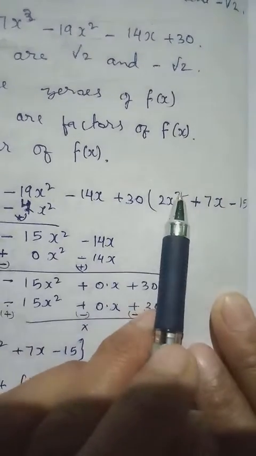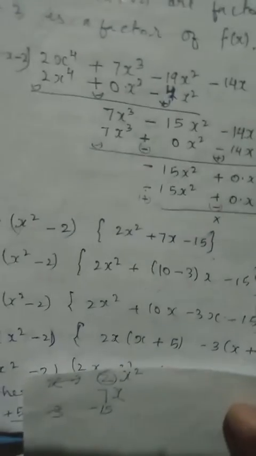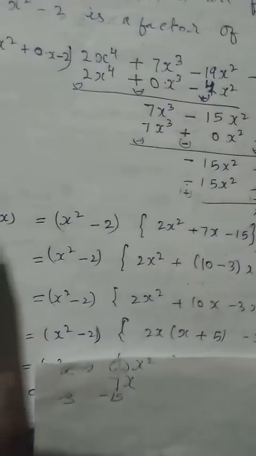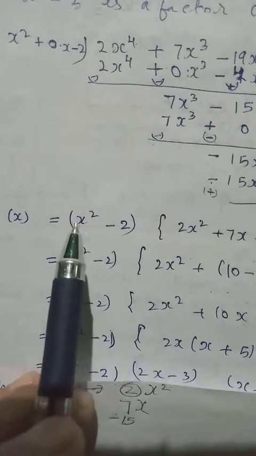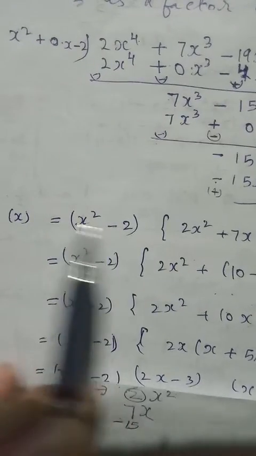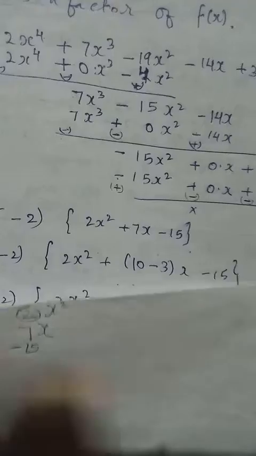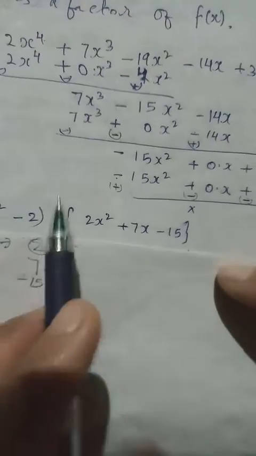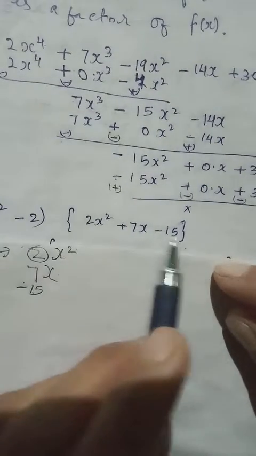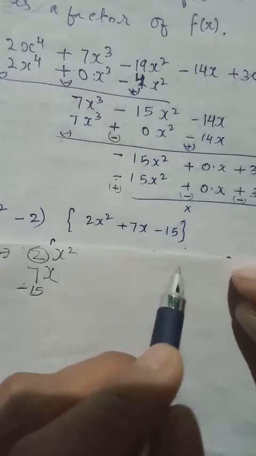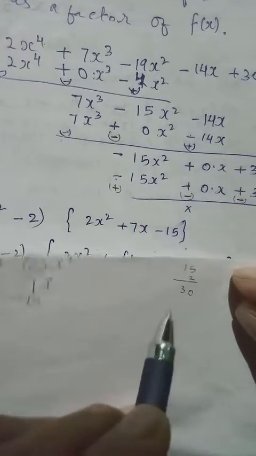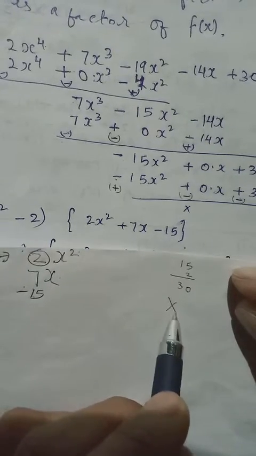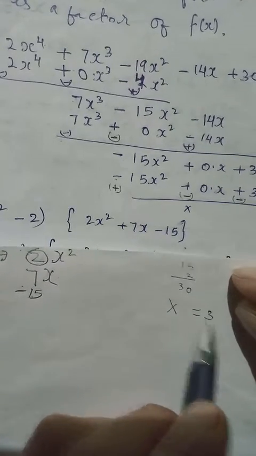Since this one is power 2, we can easily find the split middle term. Those two factors, root 2 and minus root 2, if multiplied, we get x square minus 2. So let's forget about this one. We concentrate here. The number present with x square is 2, then constant term is 15. If I multiply them, 15 into 2, we get 30. So we need to find two numbers. If we multiply them, we get 30.